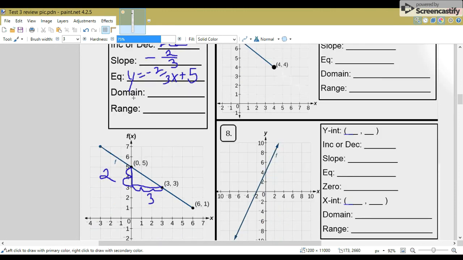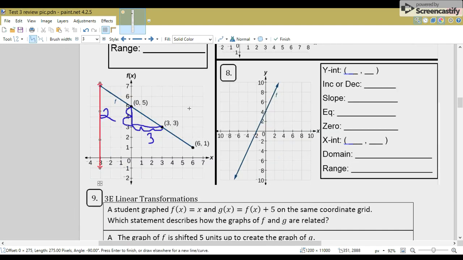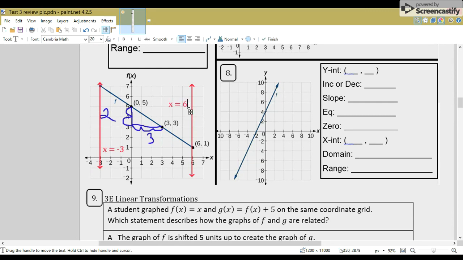Now for the domain, that's left, right, x. So our left x looks like it's over here. Let's make a line, and let's make a line on the right x. We have vertical lines here that we made. Vertical lines are x equals negative 3 over here, and on this one, x equals 6. So our left x is negative 3 and our right x is 6.